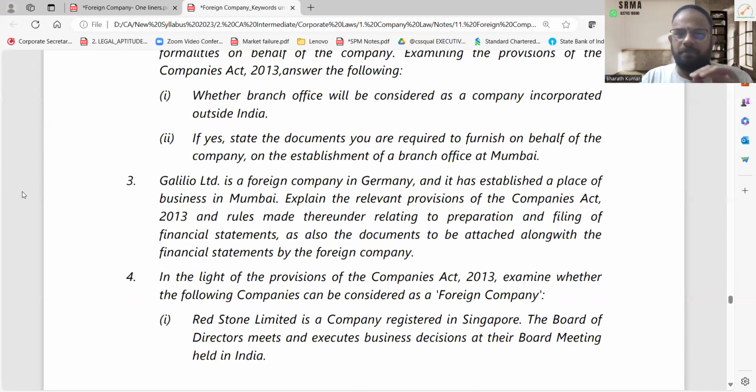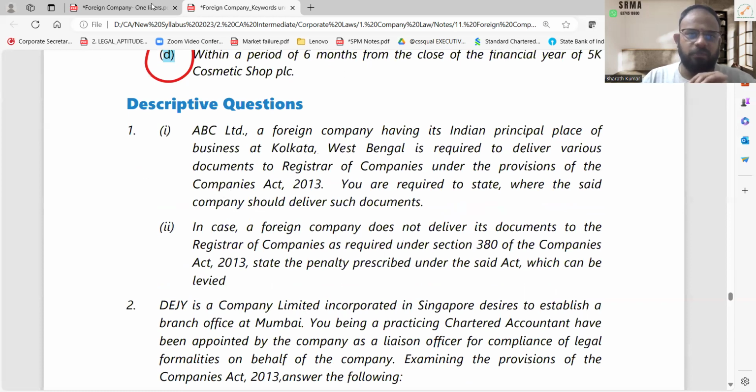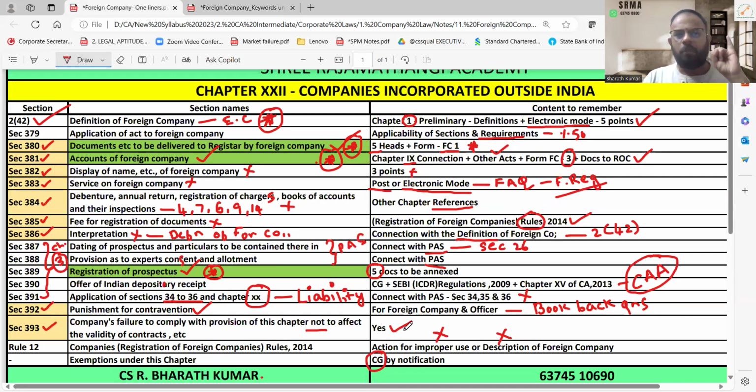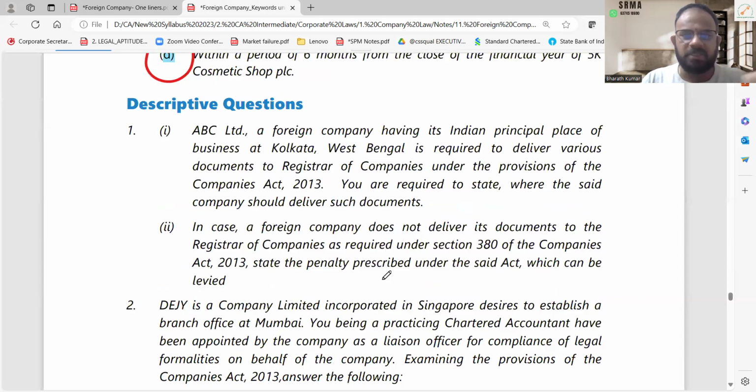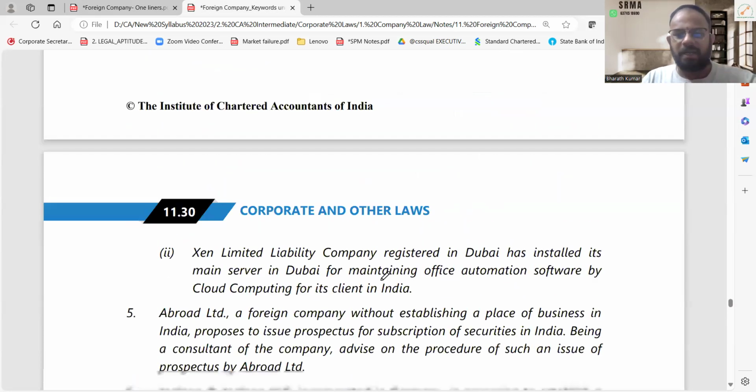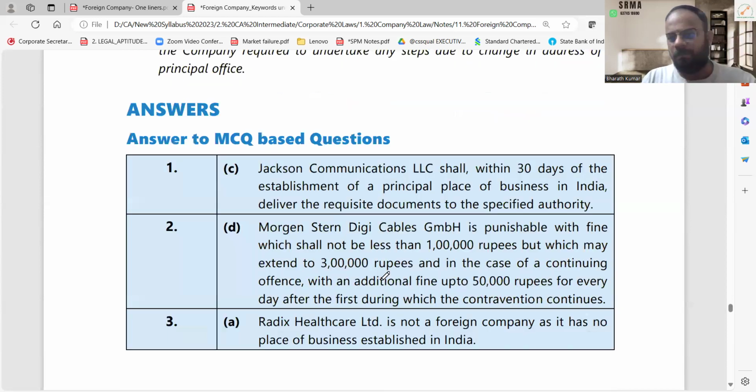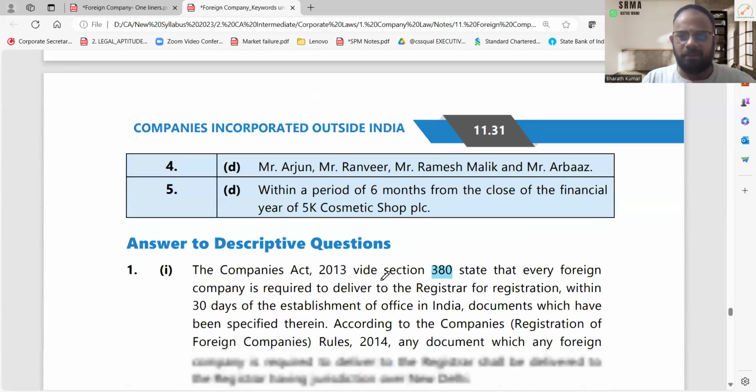Descriptive question is based on what? If you see this, it will all be based on Section 2 subsection 42, 380, 381, and 389. That means documents, accounts, and registration. That only will be majorly asked. Are we clear? This is what is there in this particular chapter. You can glance this. What I told only will be there. It will not have beyond this as an effect.